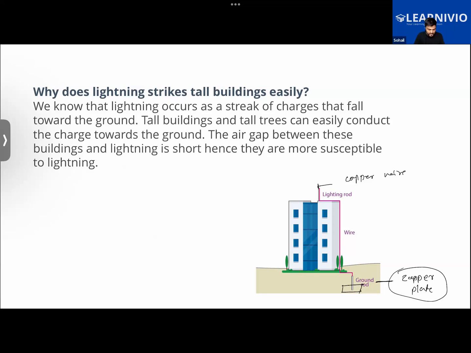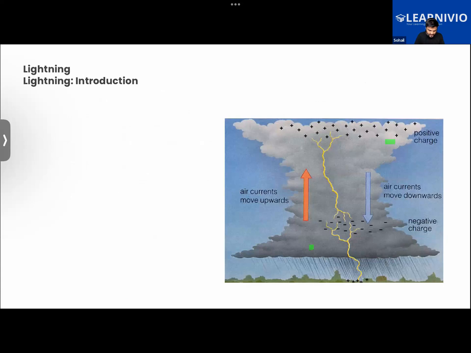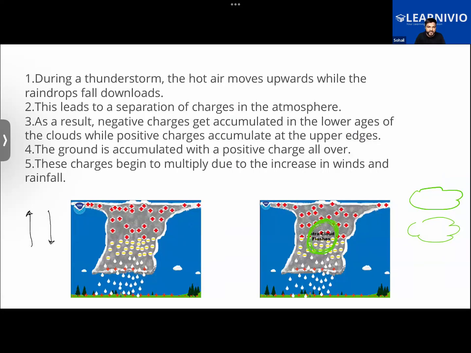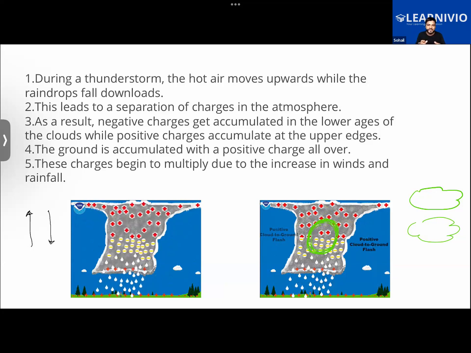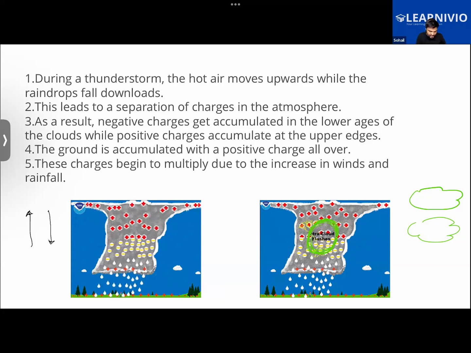Also, as you guys can see in this animation, I think it should be clear what the whole procedure is. Why does lightning form? The hot air moves upward while the raindrops are falling downward. Because of that, charges get separated in the atmosphere. As a result, the negative charge gets accumulated in the lower part of the cloud, and positive in the upper.